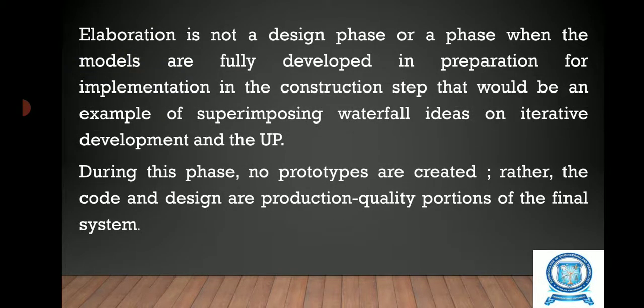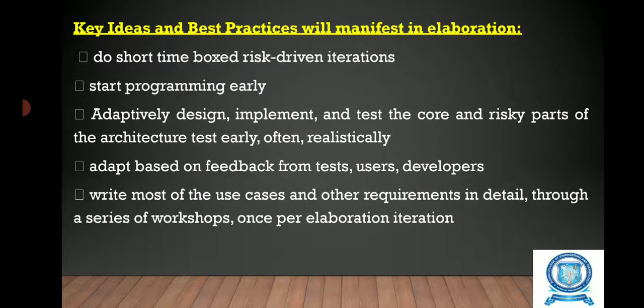Elaboration is not a design phase or the phase when the models are fully developed in preparation for implementation in the construction step. That would be an example of superimposing the waterfall ideas on the iterative development and the unified process. During this phase, no prototypes are created. Rather, the code and the designs are production quality portions of the final system.